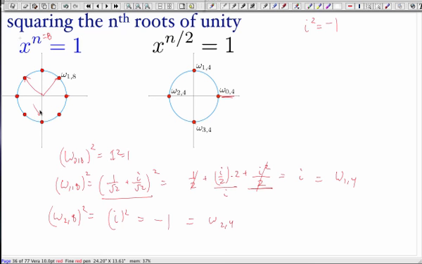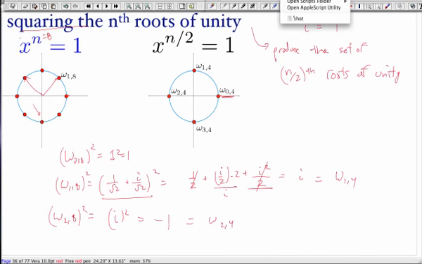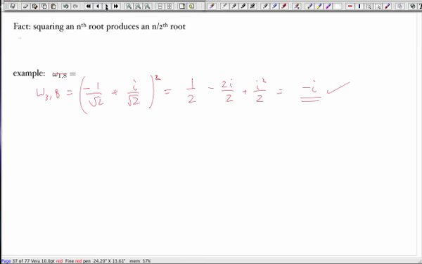So you can try to intuitively think that anytime I'm rotating in those chunks and I do it twice, I'm going to end up with a rotation that's either 0, 90, 180, or 270. And this is why we use these nth roots of unity, because squaring the nth roots of unity produces the set of n over 2th roots of unity. And that is what makes the algorithm possible.